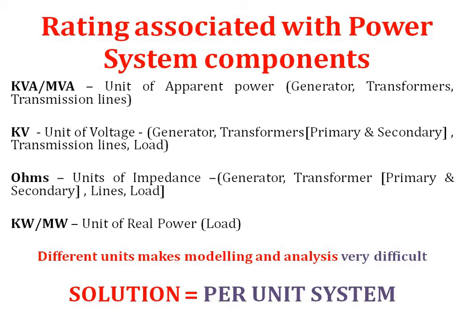Ohms are the units of impedance for generator, transformer, primary and secondary lines, and load. Kilowatt and megawatt are units of real power for the load. Different units make modeling and analysis very difficult. The solution is the per unit system.